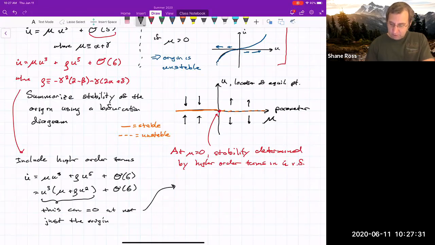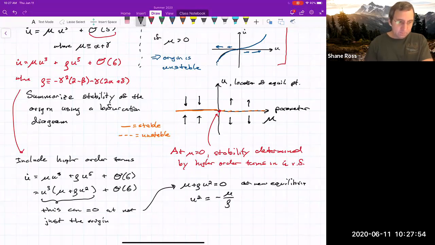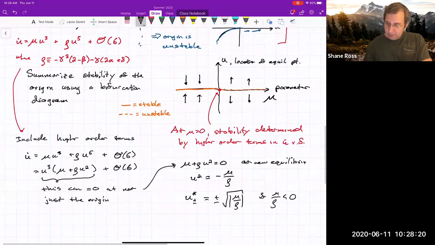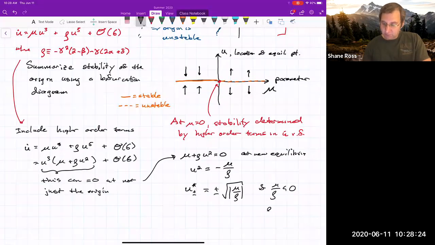So what do we mean? That means if mu plus rho u squared equals 0 at new equilibria. So that means u squared equals minus mu over rho. So we'll get, let's call them u star, plus or minus. This equals plus or minus the square root of the absolute value of mu over rho, if mu over rho is less than 0. So we'll get some new things when mu over rho is less than 0, and also, rho cannot be 0.